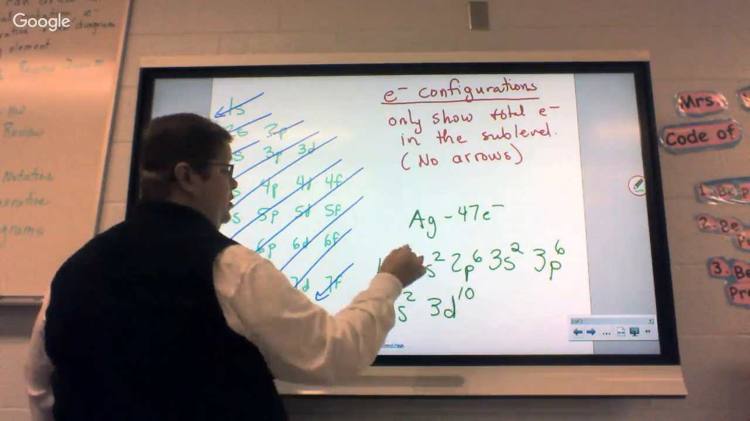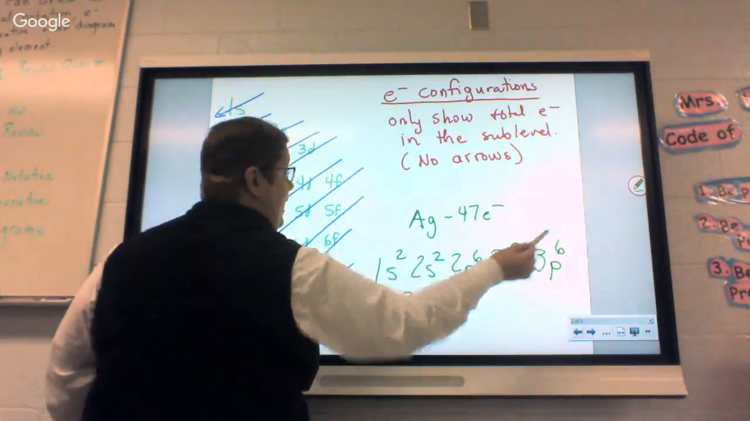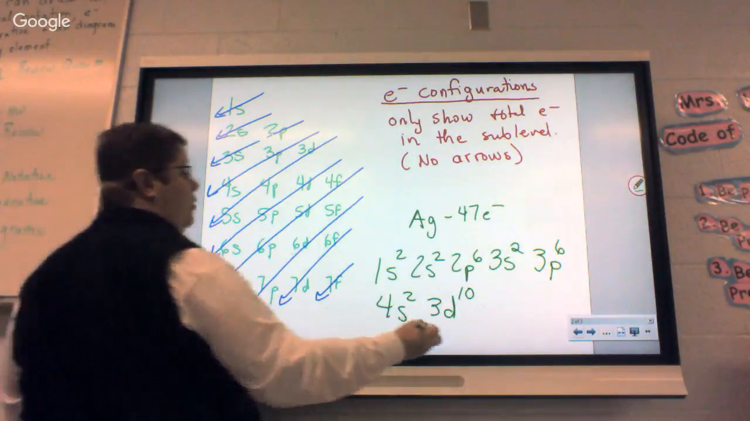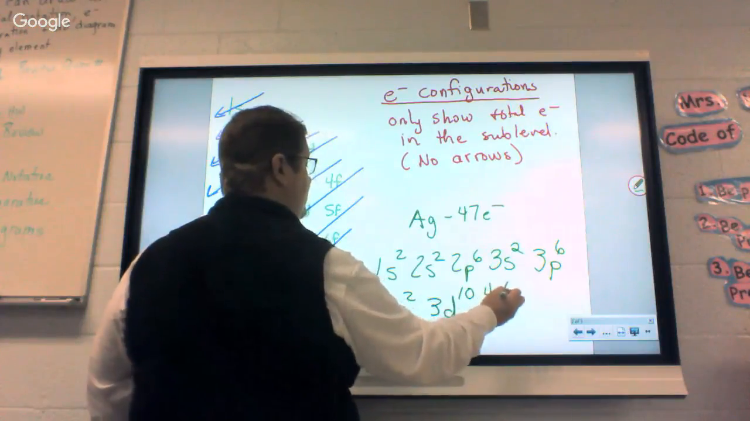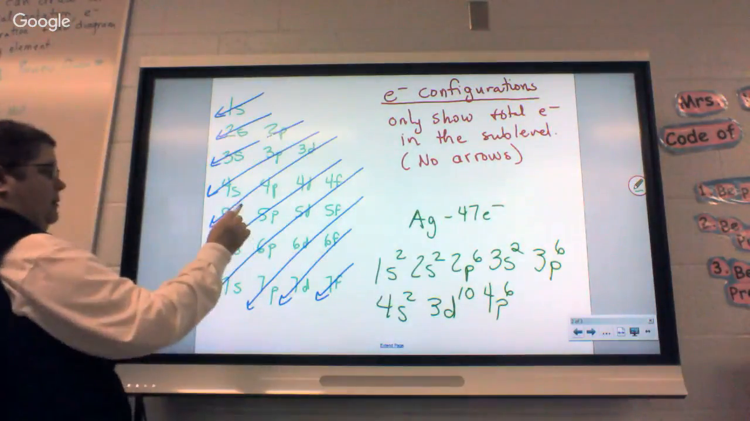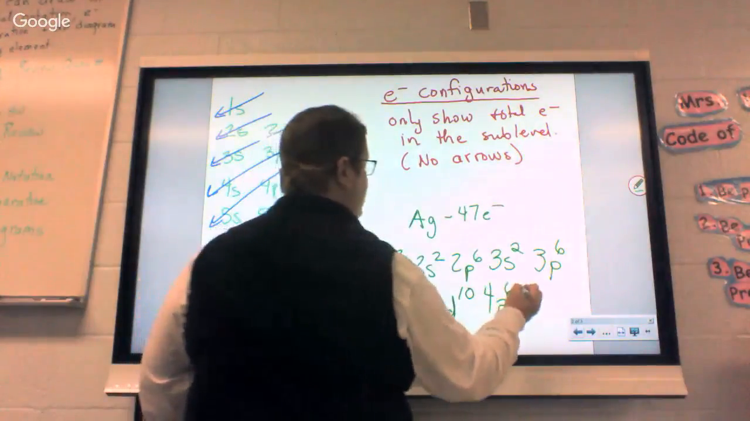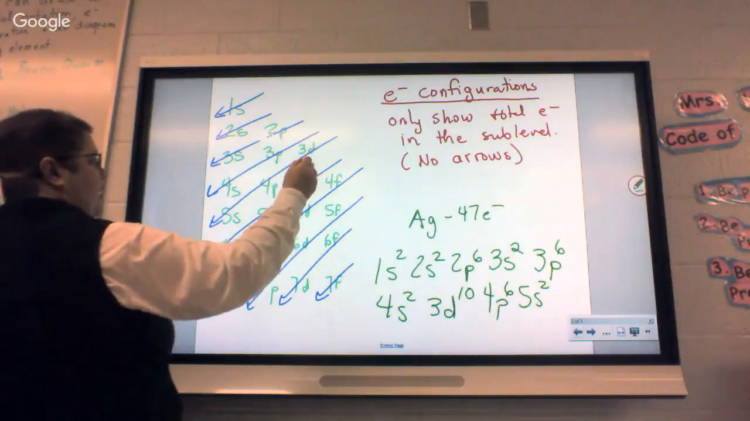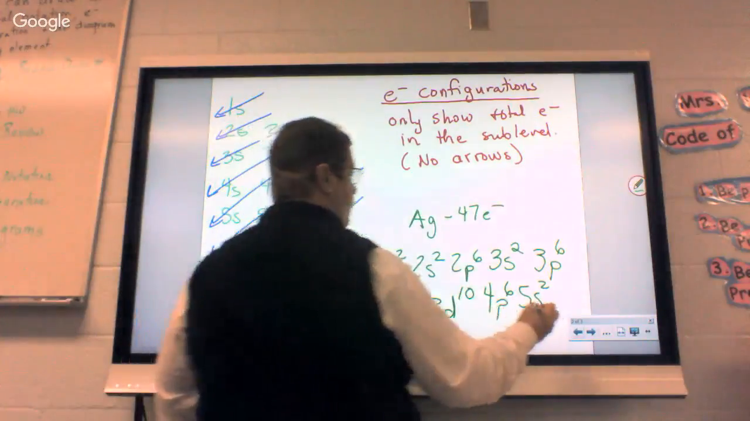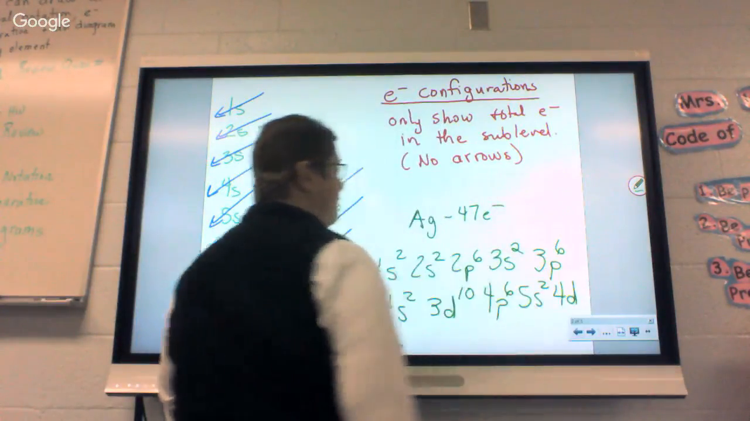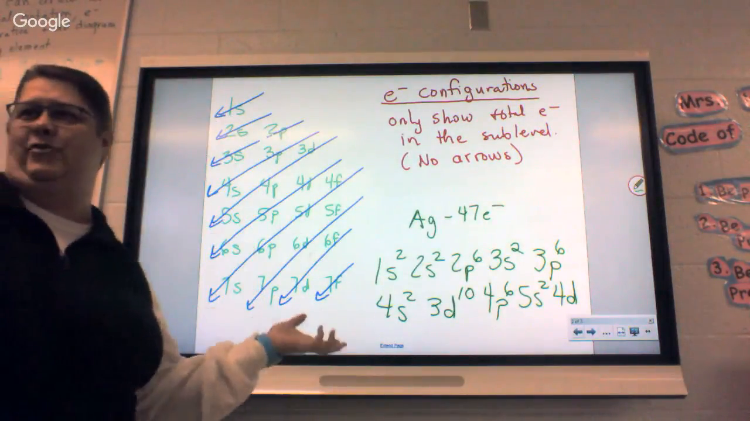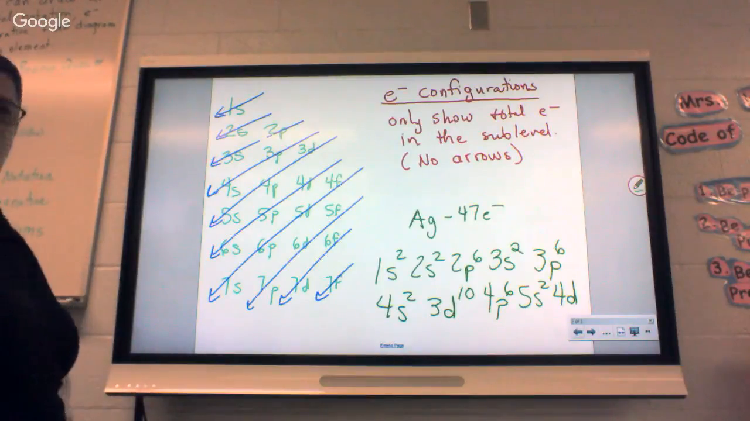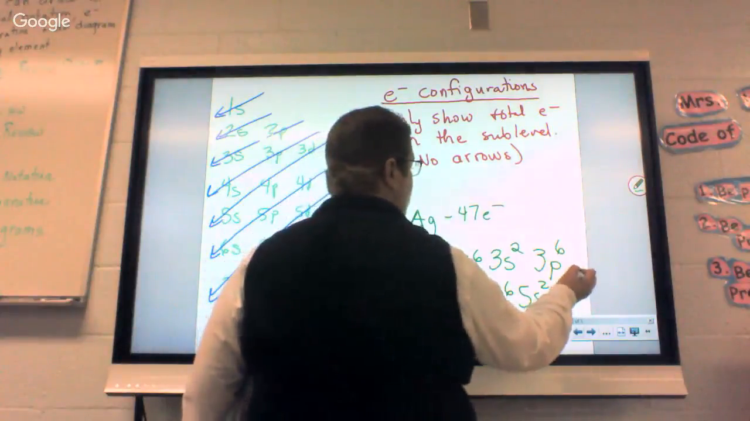All right, let's count. 2, 4, 10, 12, 18, 20. We're at 30. Keep going. 4p has how many? 6. So we're at 36. 5s gets how many? So we're at 38. We're getting warm. And then 4D. 4D needs how many to become 47? Because if we add 10 and 38, we're at 48. And we don't want to be at 48, we want to be at 47. 9.